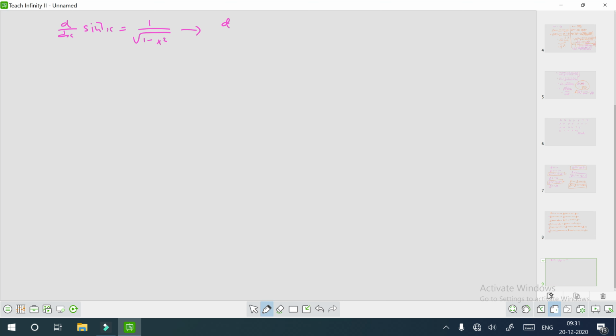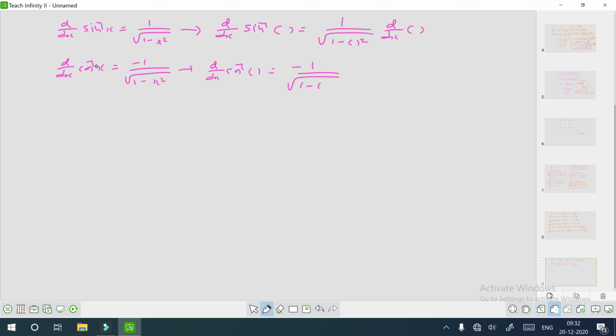But in general form, d by dx of sin inverse some function, that is equal to 1 upon under root 1 minus some function square d by dx of some function. d by dx of cos inverse x is equal to minus 1 upon under root 1 minus x square. So d by dx of cos inverse some function is minus 1 upon under root 1 minus some function square d by dx of some function.